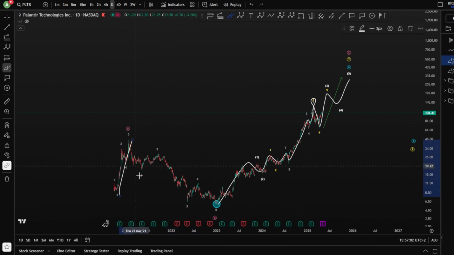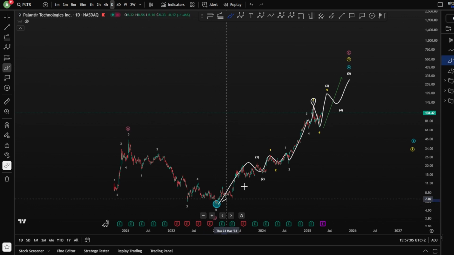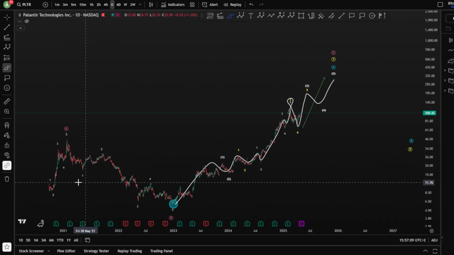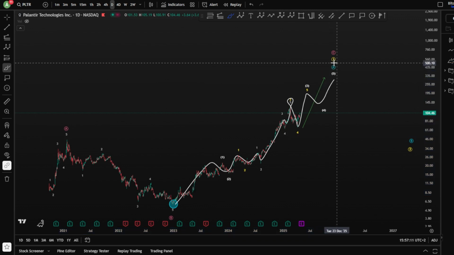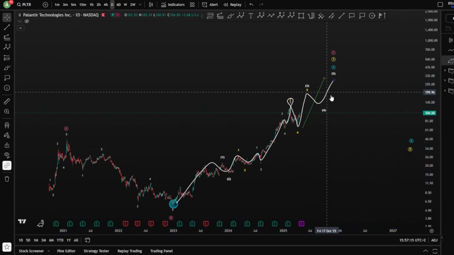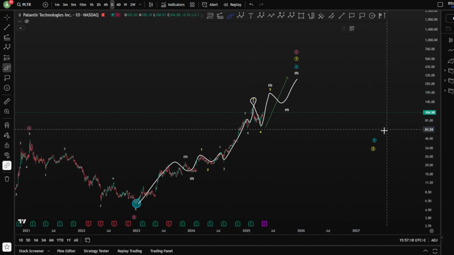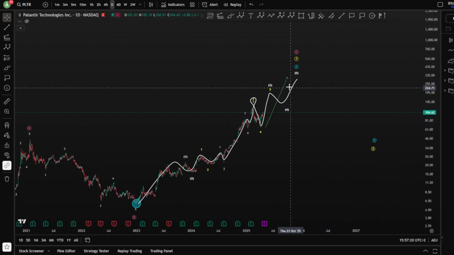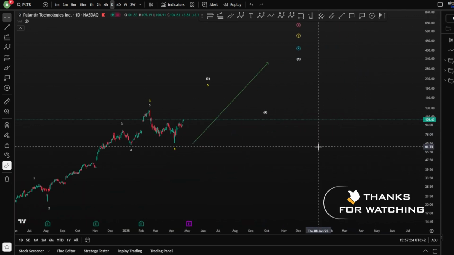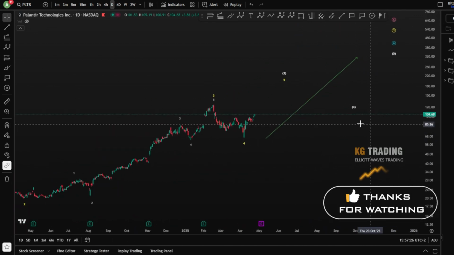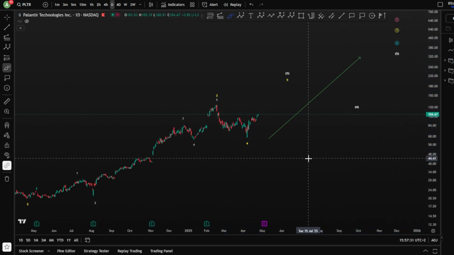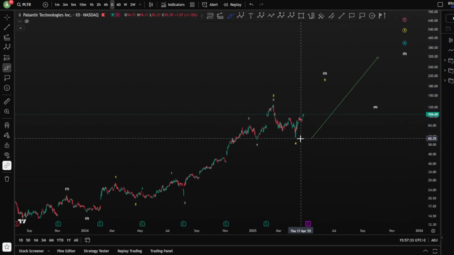So W, X and Y for this one, the same for this one, and then unfolding a wave C as an impulse. In this scenario you will finish a wave A and then you're looking for a wave B towards the downside. And this will unfold another wave C for much higher later on. So these are the possible scenarios for Palantir right now, and we might be looking at a wave 1 as well, 2 3 4 5, continuation for higher prices.